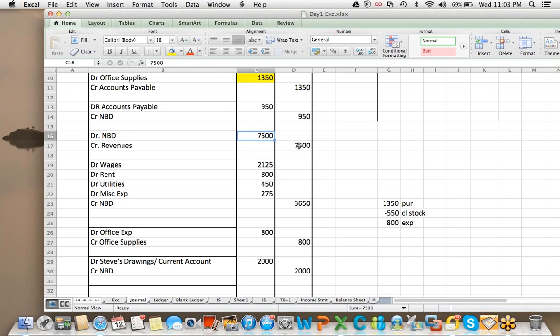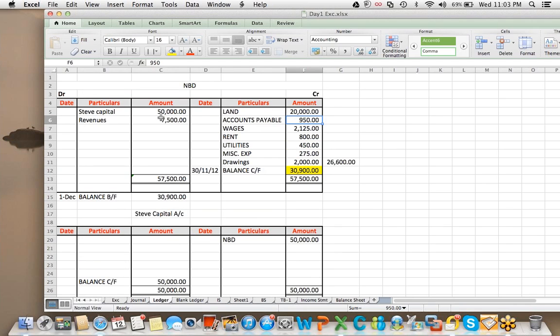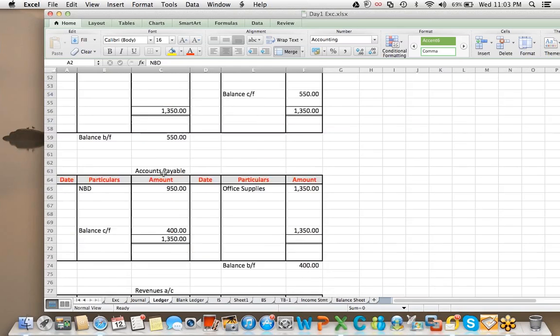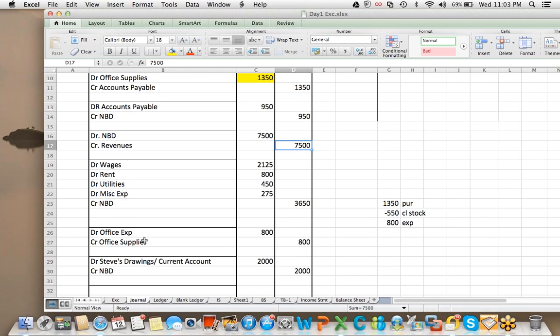NBD debit, revenues credit. So NBD debit, revenues. Clear? Okay. Next. What is the next account which should be credited? Revenues account. The revenues account, yeah, and that will be on the credit side. So revenues account, credit side, NBD. Fantastic. Indeed.